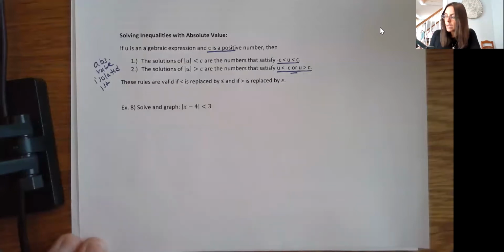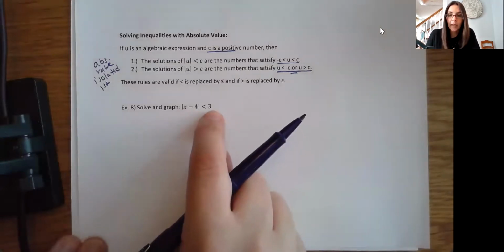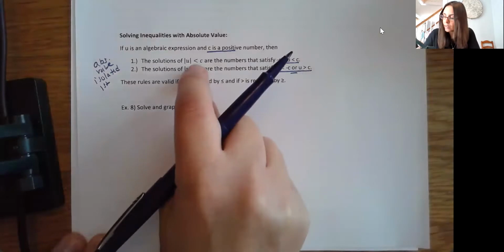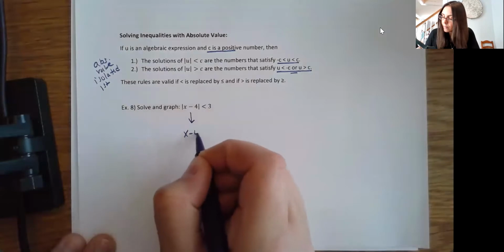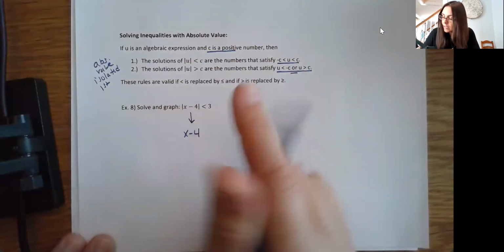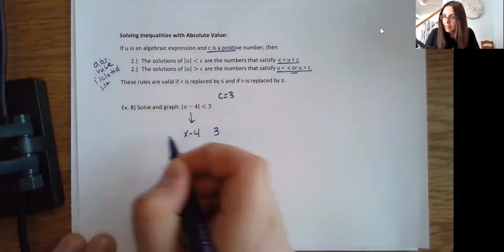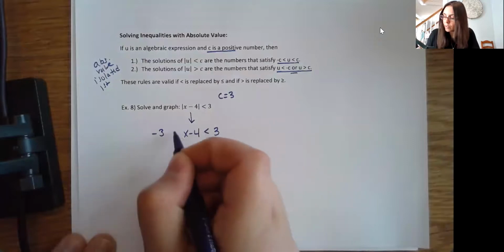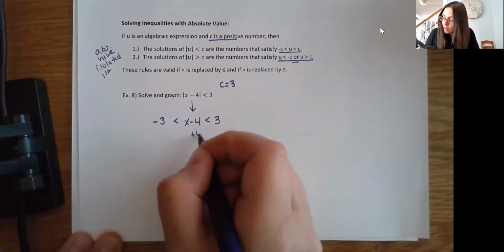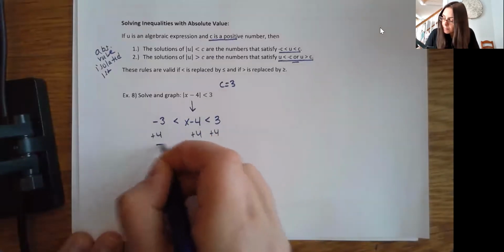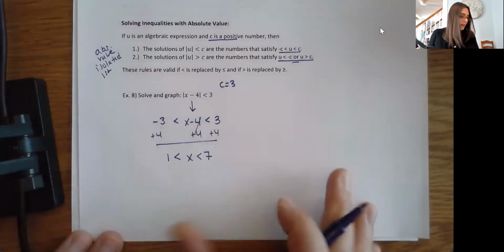So in this example, notice that the absolute value is already isolated and my 3 is positive, so I can proceed. I have a less than sign, so I'm going to take the inside piece, like it is here. So C is 3 in this case. And I'm going to put the positive 3 on the right and the negative 3 on the left and make a little sandwich like that. And now I'm going to go ahead and solve. So I would add 4 to all 3 sides here. And I have 1 is less than x, and x is less than 7.